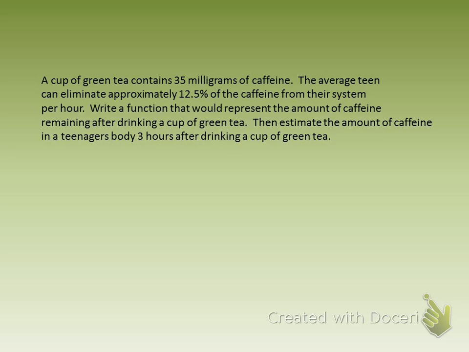A cup of green tea contains 35 milligrams of caffeine. The average teen can eliminate approximately 12.5% of the caffeine from their system per hour. Write a function that will represent the amount of caffeine remaining after drinking a cup of green tea. Then estimate the amount of caffeine in a teenager's body 3 hours after drinking a cup of green tea.